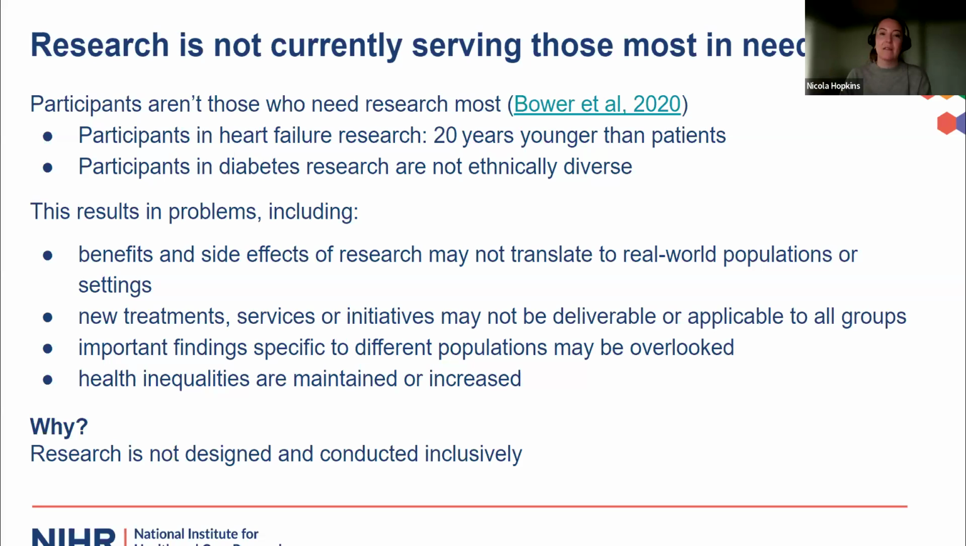There are many, many instances where the sample population of research isn't representative of those who would actually benefit most from the research. And this disconnect results in some problems, including that the benefits and side effects of research may not translate to real-world populations or settings. New treatments, services, or initiatives may not be deliverable or applicable to all groups. Important findings specific to different populations might be overlooked, and health inequalities are maintained.